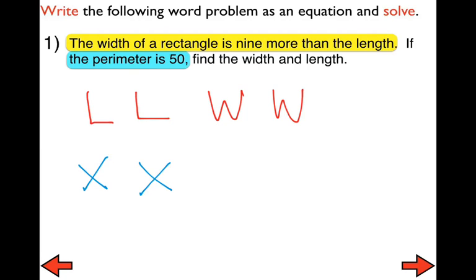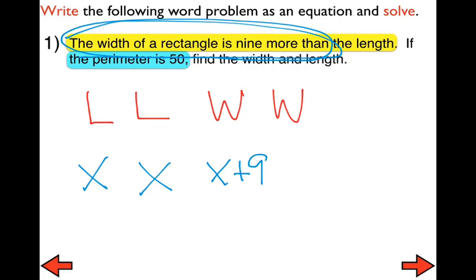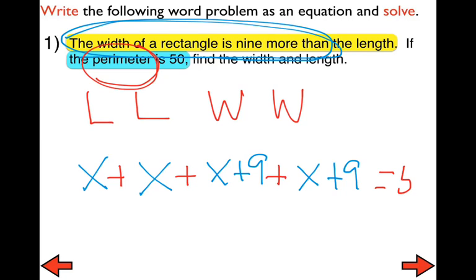The next thing that we need to think about here is the fact that in this problem it says that the width is 9 more than the length. Well, if the length is X, then that would make the width X plus 9. 9 more than the X. The other width would also have to be X plus 9. And remember, we are finding the perimeter, so we need to add these four sides together, X and X plus 9 and X plus 9, and that's supposed to have a perimeter of 50.